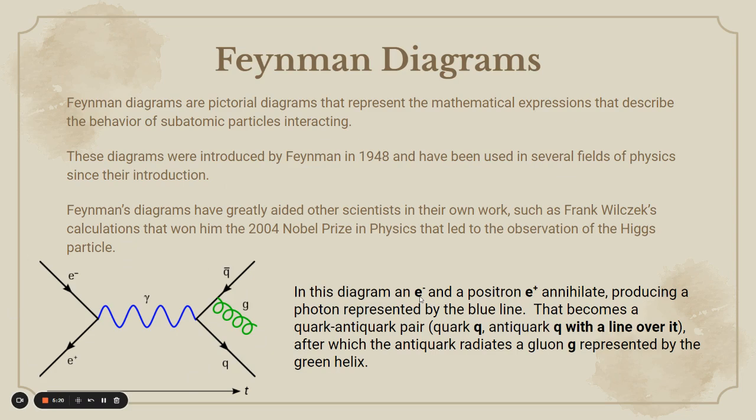In this diagram, an electron, which is this over here, and a positron here, hit each other and annihilate, because when these two things hit each other, they cancel each other out. That produces a photon, which is this blue line here. That becomes a quark-antiquark pair, the quark being Q, this thing up here, and the antiquark here. After which the antiquark radiates a gluon, represented by the green helix. So this basically summarizes a mathematical equation that explains how these particles interacted.